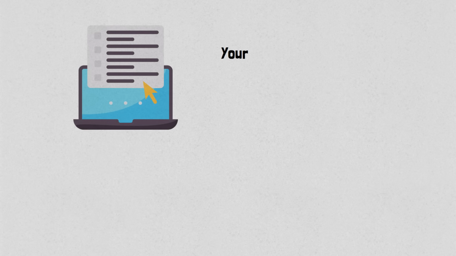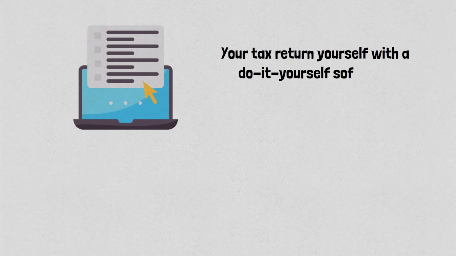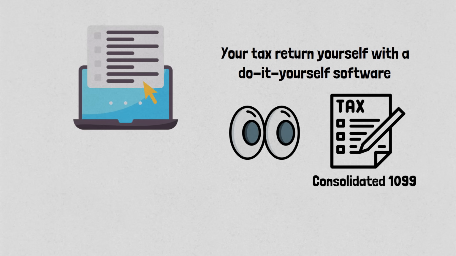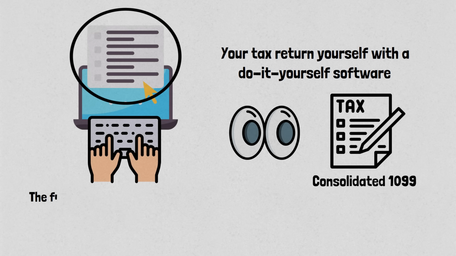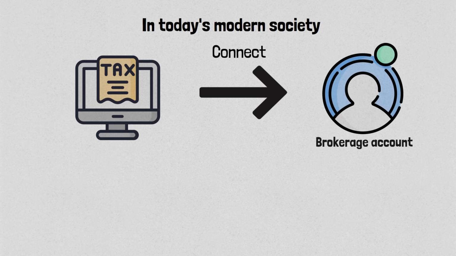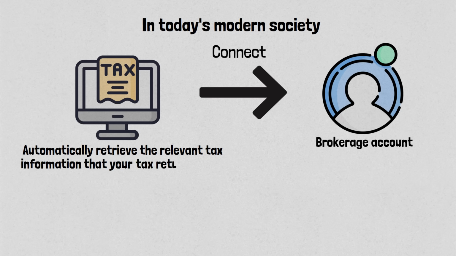If you're filing your tax return yourself with do-it-yourself software, then you just simply look at your 1099 tax form and then type into the software the figures that your software needs. But in today's modern society, many tax software allow you to directly connect to your brokerage accounts. And the software will automatically retrieve the relevant tax information that your tax return needs.